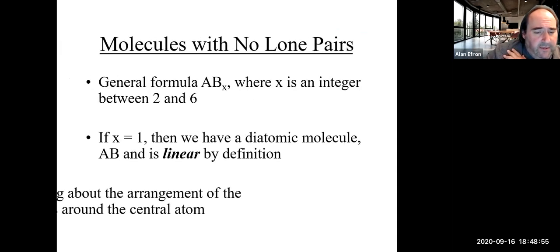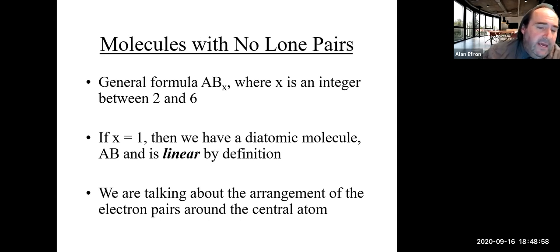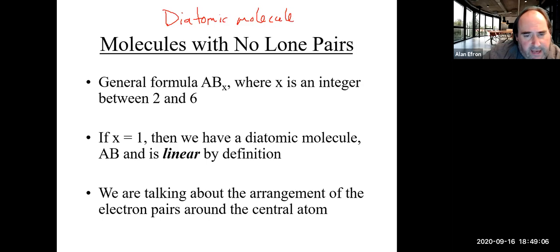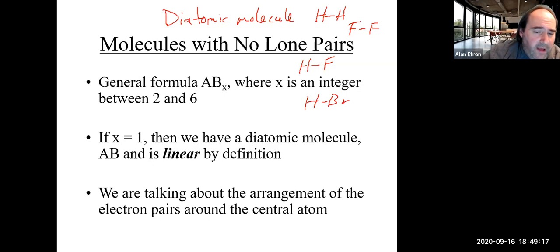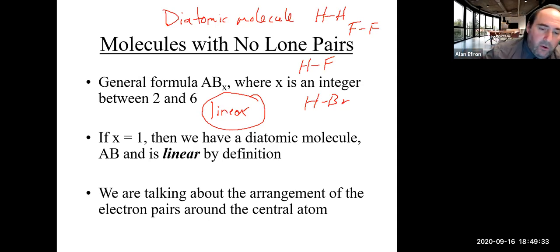So let us start with the simplest one you could have, and that is when you have only two atoms involved, a diatomic molecule. Any diatomic molecule, H2, F2 we've seen, HF, HBr, any of these with two atoms only. The only way you can arrange two atoms is a straight line, so the geometry is always linear. So that's a pretty easy one. If you've got two atoms and that's it in the molecule, it's always going to be linear.